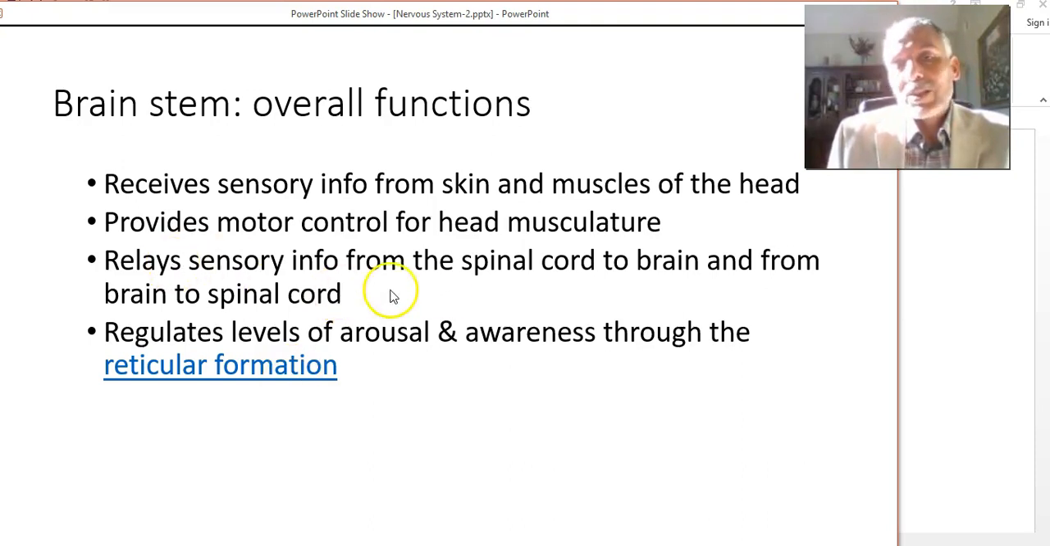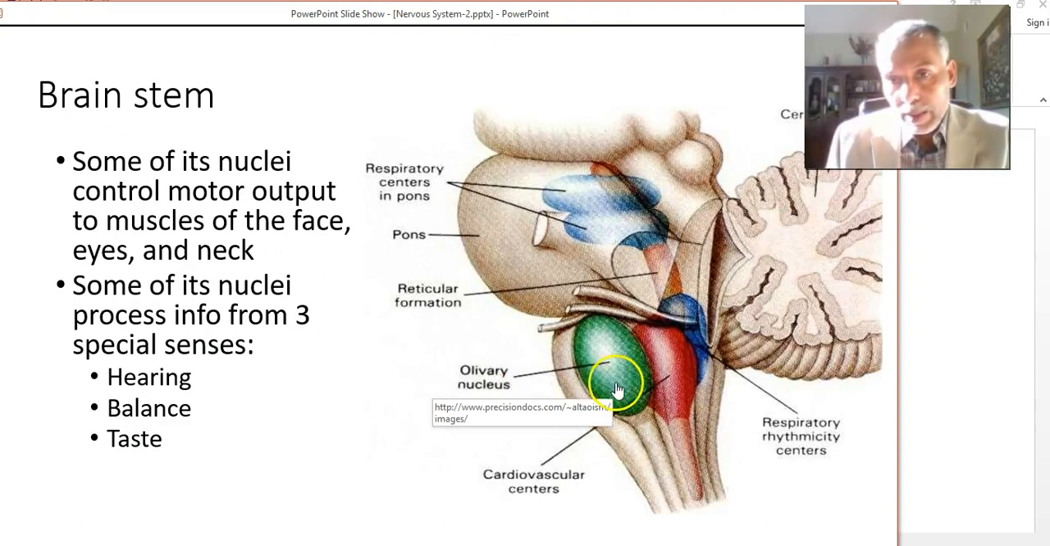So it also relays sensory information from the spinal cord to the brain and from the brain to the spinal cord. And it also regulates very important functions of arousal and awareness through a system called the reticular formation system. If you look at the reticular formation system, there's a structure here that looks like a worm. It begins on the top of the pons, and it goes down and down, then you wouldn't see it because of the colors here. And then it continues to go down to the medulla. So it's like a worm.